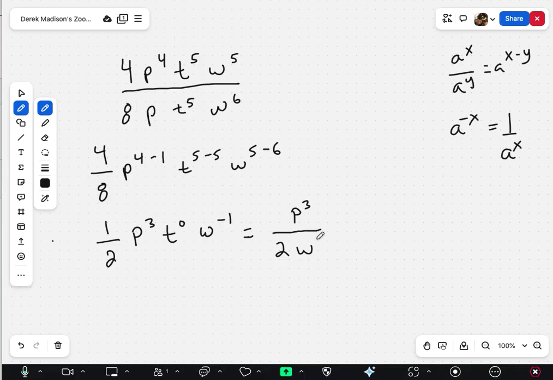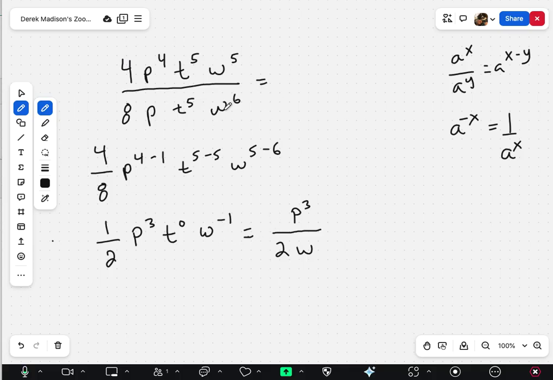And again, you could think of that as w to the 1st, but we usually don't write that 1. So that would be the most simplified form of the answer, without the 1 in front of p to the 3rd and the 1 on the exponent. That's one way of looking at it. Here's how I would do it. So that's using the subtraction property.